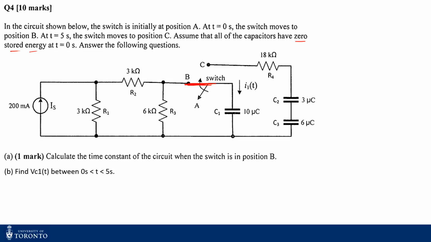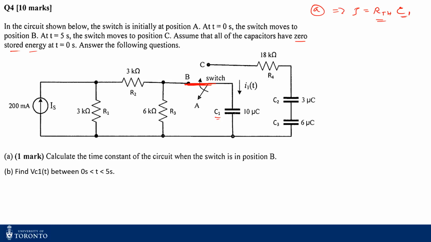The time constant for position B is basically tau equal to R Thevenin across the capacitor times the capacitance, right? We know the capacitance is just 10 microfarad. Now we have to find the R Thevenin across the capacitor. We have to consider C1, because for position B, the only capacitor that's charging up is C1. So this R Thevenin has to be across C1. So what's the R Thevenin across C1?